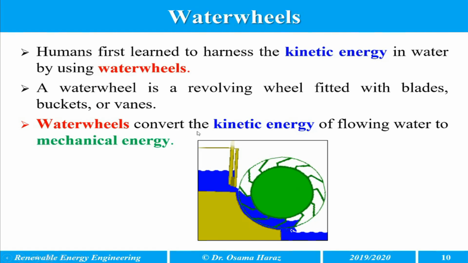Water wheels convert the kinetic energy of flowing water into mechanical energy. So the main purpose of the water wheel is to convert the kinetic energy of flowing water into mechanical energy that will rotate the machine.